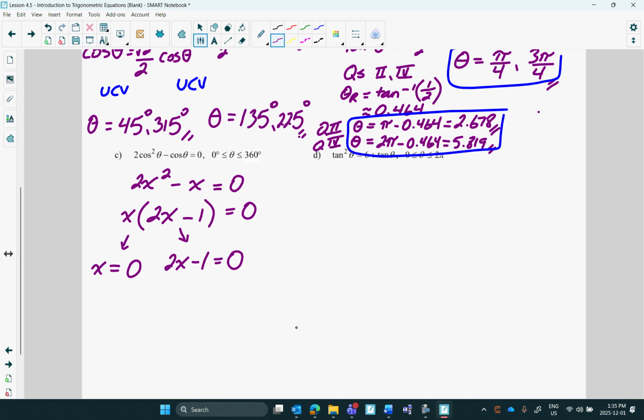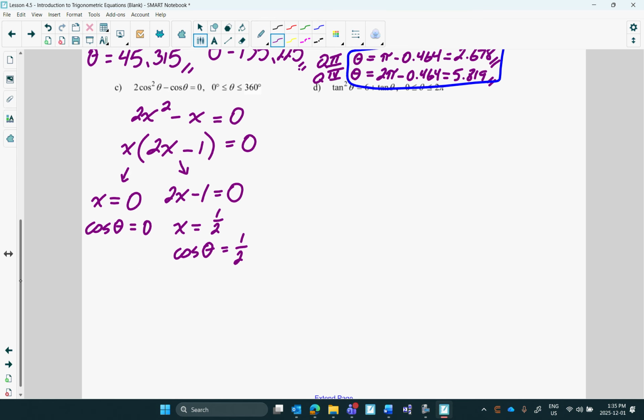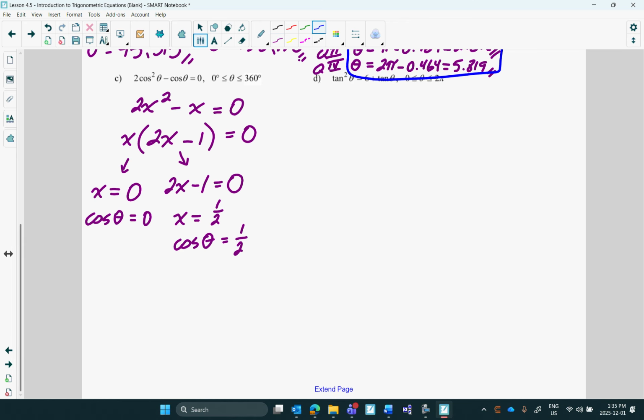This one's already solved for x, so we'll replace the cos back. Cos theta. Add 1, divide 2, x is going to be 1/2. So cos theta is going to be 1/2. And now we're ready to solve each one. And fortunately, these are both unit circle values.